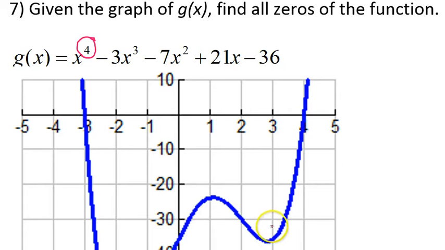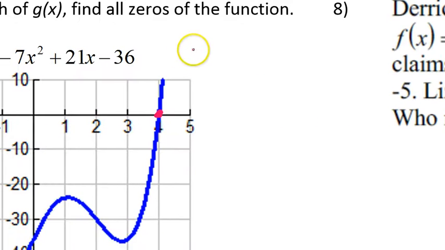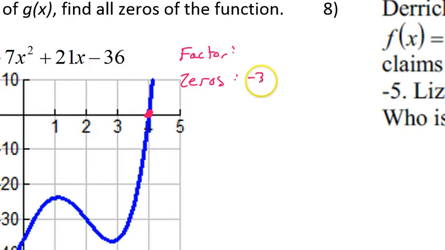Now, how many can you see just by looking at the graph immediately? I can see a 0 right here at 4, and I see another one over here at -3. So let's get our list going. We have zeros at -3 and +4, which would give me a factor of x plus 3 and a factor of x minus 4.